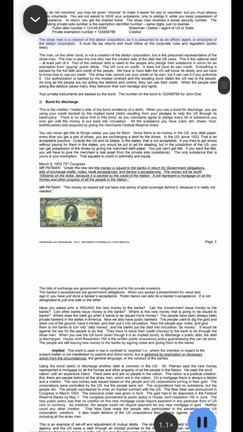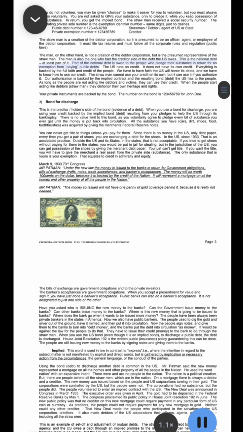The straw man is a creation of the debtor corporation, so it is presumed to be an officer, agent, or employee of the debtor corporation. It must file tax returns and must follow all the corporate rules and regulations, public laws. The man, on the other hand, is not a creation of the debtor corporation, but is the presumed representative of the straw man. The man is also the one who had the creditor side of the debt the U.S. owes. This is the national debt, at least part of it.